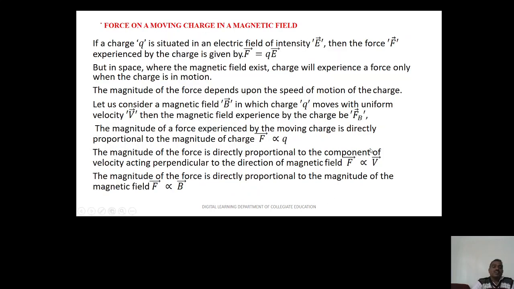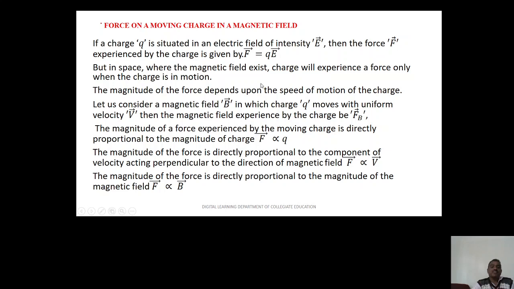Now we will move on to the actual topic, force on a moving charge in a uniform magnetic field. Consider a charge Q placed in an electric field of intensity E. Then the force experienced by the charged particle is F equals Q into E, where Q is the charge and E is the electric intensity. But in space where a magnetic field exists, the charge will experience a force only when the charge is in motion.